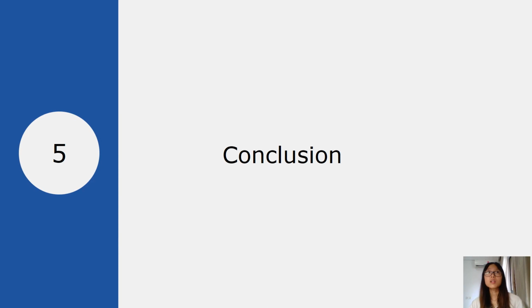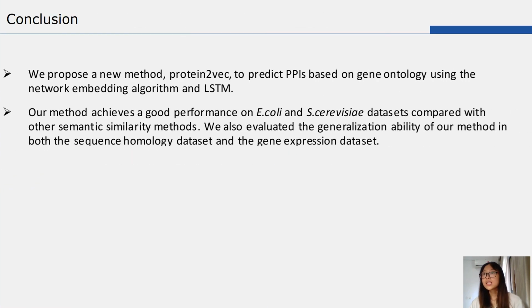Finally, we make some conclusions. In this study, we propose a new method, protein2vec. Our method achieves good performance on the S. cerevisiae and Homo sapiens datasets compared with other semantic similarity methods. We also evaluate the generalization ability of our method in both the sequence homology dataset and the gene expression dataset. It can be concluded that our method is a comparable measure compared with other semantic similarity measures.